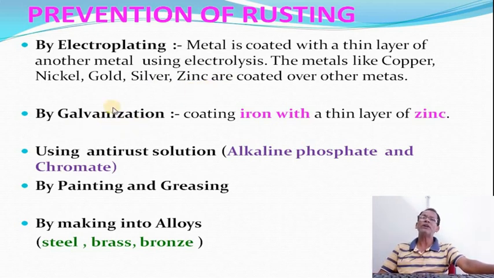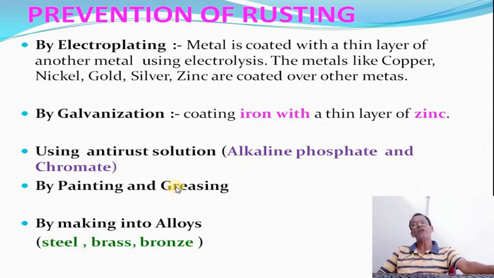Then another very important method for prevention of rusting is galvanization. That is coating of zinc over iron. Coating of zinc over iron is called galvanization. In this way, the iron rusting will be prevented. Another is using anti-rust solution. What are the anti-rust solutions? Alkaline phosphate, alkaline chromate can be used to prevent rusting of iron. Painting, greasing are also important. Nowadays we are doing this, very easy methods.